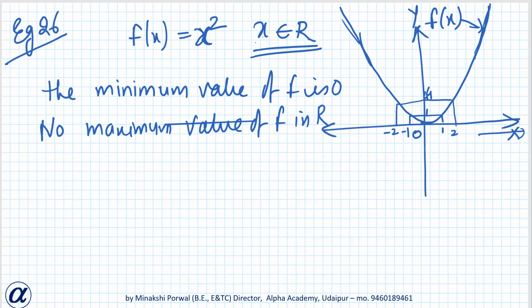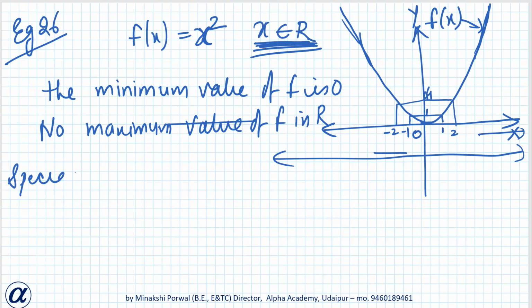Now suppose we restrict the domain. Domain means what all values x can take. Till now, before it was x belongs to real numbers, meaning x varies from minus infinity to plus infinity. Now we are taking one case of restricting the domain to the closed interval minus 2 to 1. That means values will vary from minus 2 to 1. Closed interval means it will take the value minus 2 also and 1 also.